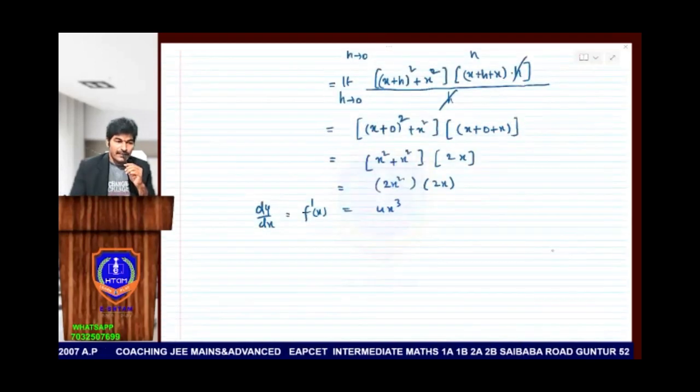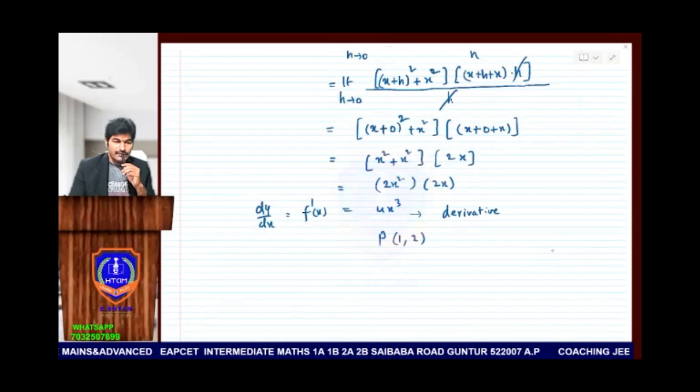This is called gradient. Gradient means you can substitute that value particularly. What was the point given? Let's suppose it is P, (1, 2) was given. It's just a derivative. You should not call it a gradient. When you are substituting this point in this derivative, then it becomes gradient, or you can also call it a slope.